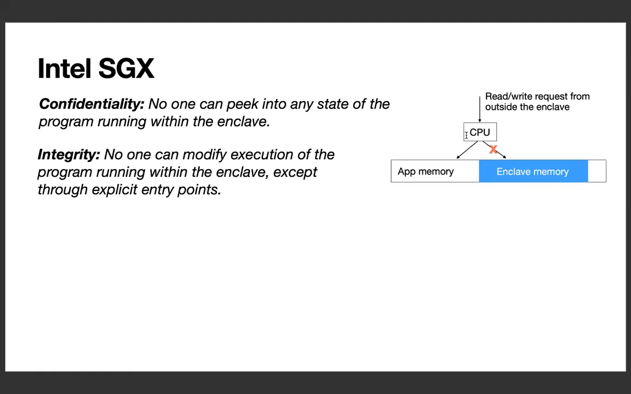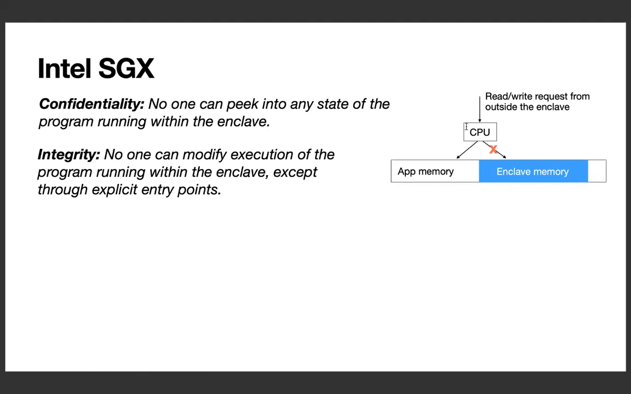The confidentiality guarantee says that while the program is executing, none of my intermediate state or final state is visible to anybody outside the enclave, right? And the integrity guarantee says that while I'm executing, nobody can tamper with my execution midway. So nobody can change some arbitrary memory locations and change my execution. Together, these two guarantees achieve purpose limitation. If you want to make sure that only this particular program should run, these two guarantees together give you that, right?